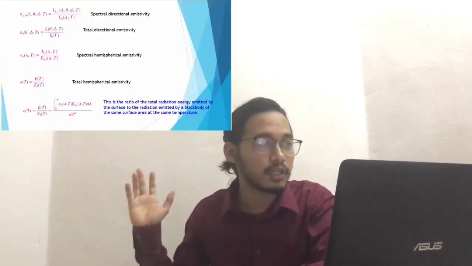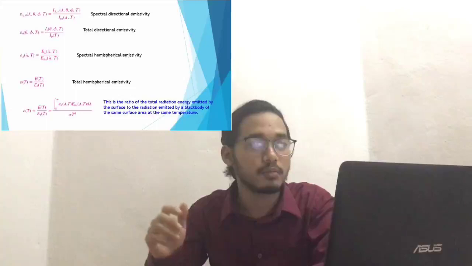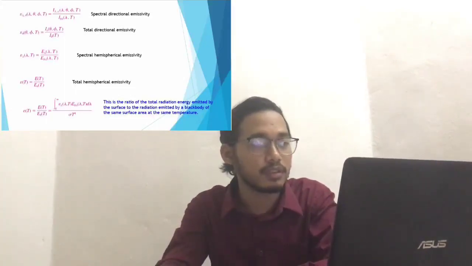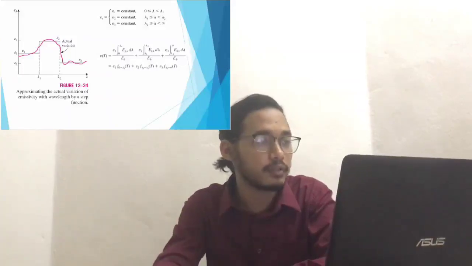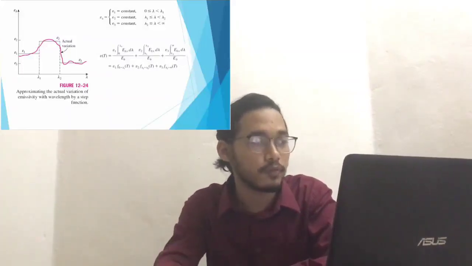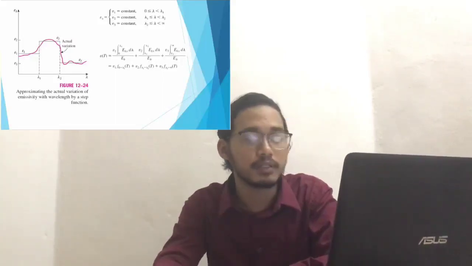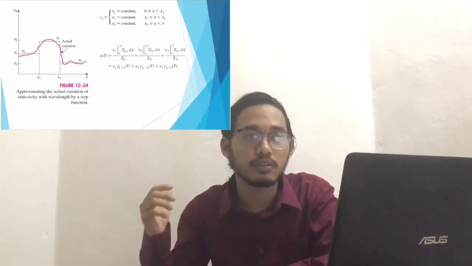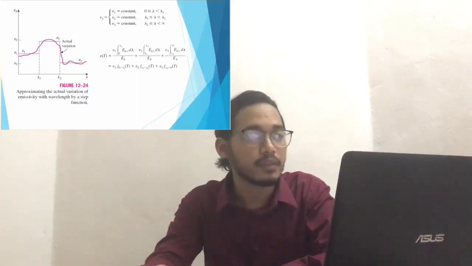Next, on the next slide, we can see several formulas: spectral directional emissivity, total directional emissivity, spectral hemispherical emissivity, and total hemispherical emissivity. Next, we move into the next slide. We can see in Figure 12.24 the approximation of the actual variation of emissivity with wavelength by a step function. Besides that, the emissivity is also given as emissivity 1, emissivity 2, emissivity 3, depending on the wavelengths.